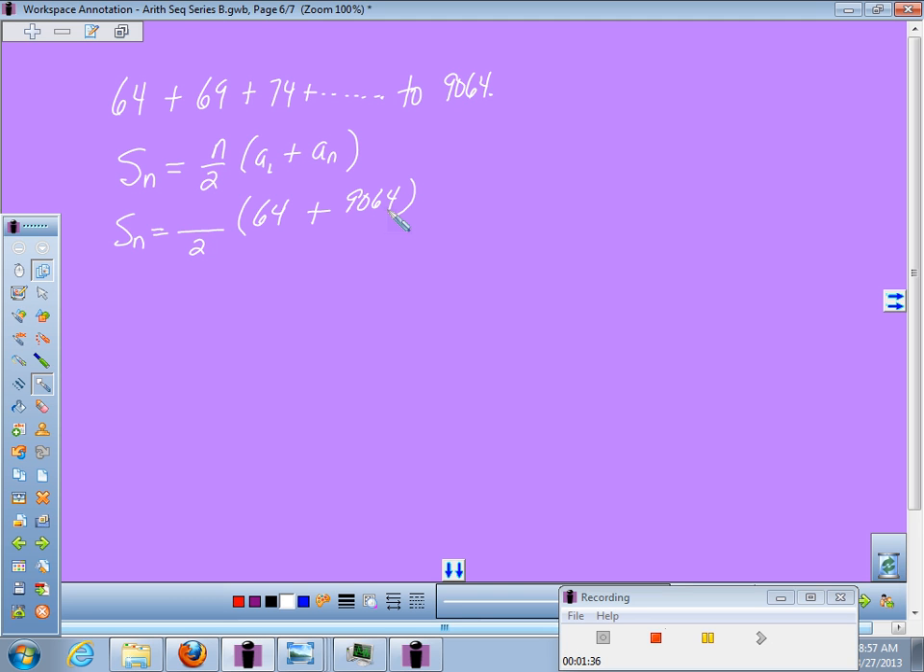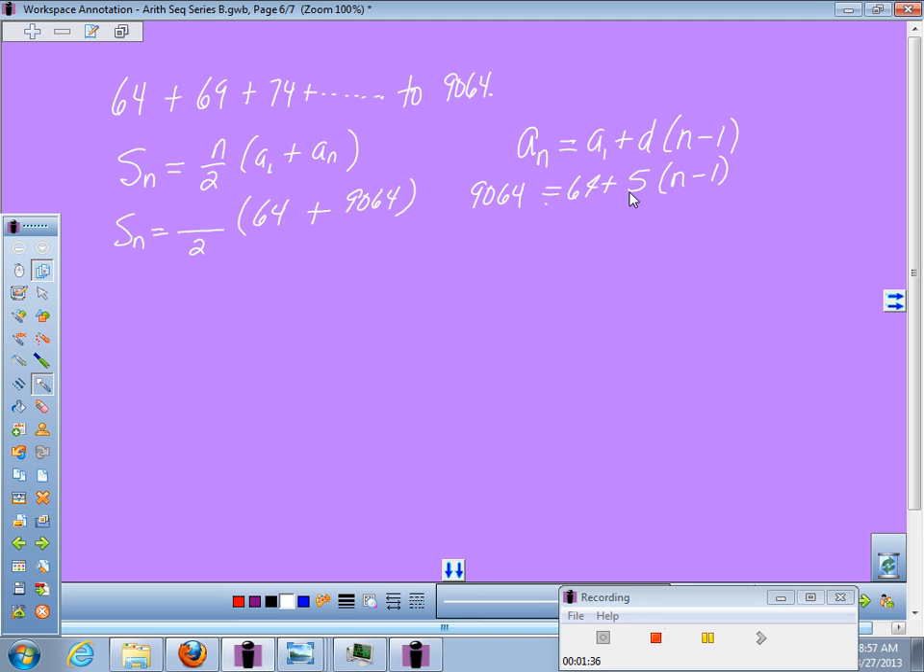Well, the good news is most of the time when you're doing these problems, you have to go use the other formula to find something you're missing. So most of these problems will require you to use both formulas to get parts you need. So I need to use this formula to solve for n so I can fill it in over here. What's the last term? 9,064. What's the first term? 64. And the difference? 5.